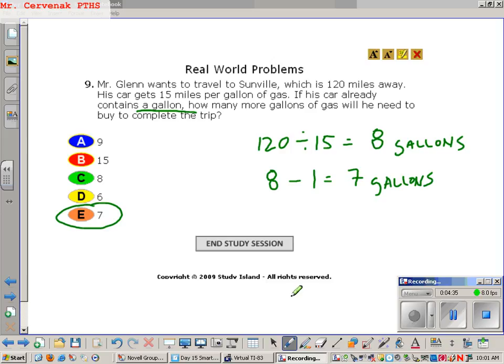Our final problem today involves Mr. Glenn traveling 120 miles in a vehicle that gets 15 miles per gallon. 120 divided by 15 equals 8 gallons. Notice though the problem tells us that the car already has a gallon of gas, which is 1 gallon, and wants to know how many more gallons. So we must remember to subtract 1 from the 8 and the final answer is 7 more gallons of gas.